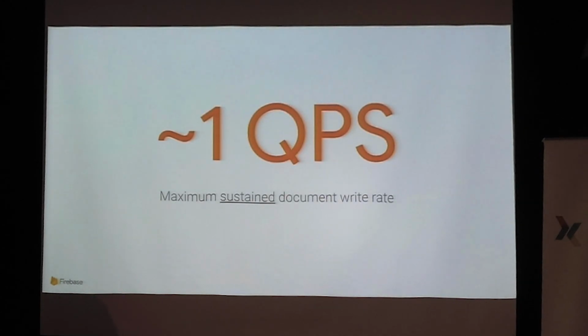Now, the 1 QPS write limit only applies to individual documents. That means you can have a virtually unlimited number of writes in different documents and collections. But if you overwrite the same document over and over again, you'll have to be below this limit. And if you overwrite a document over and over again, you're probably doing something wrong, and you probably need to split the document into subdocuments in a collection.